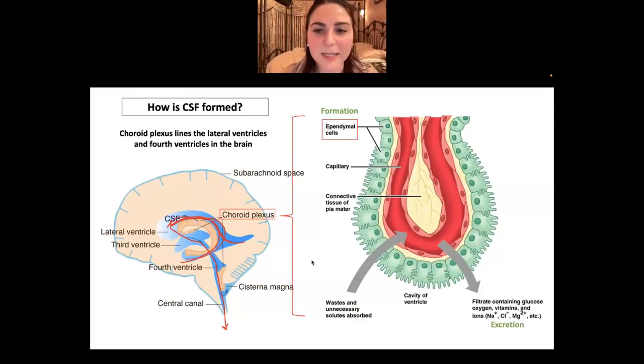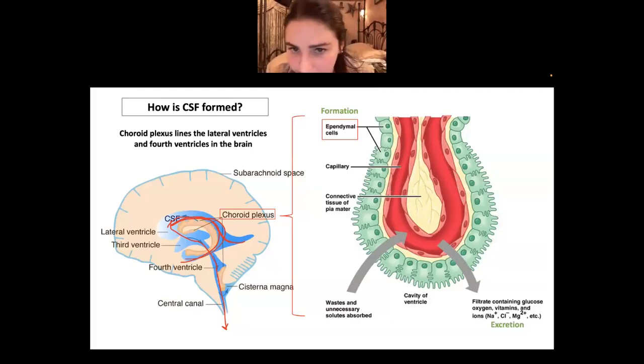So this is choroid plexus, and if we zoom in on choroid plexus, which is what I tried to do here, the choroid plexus is primarily made up of these ependymal cells. So that's where they're coming from, they're coming from this choroid plexus. Embryologically, they're derived from choroid plexus.